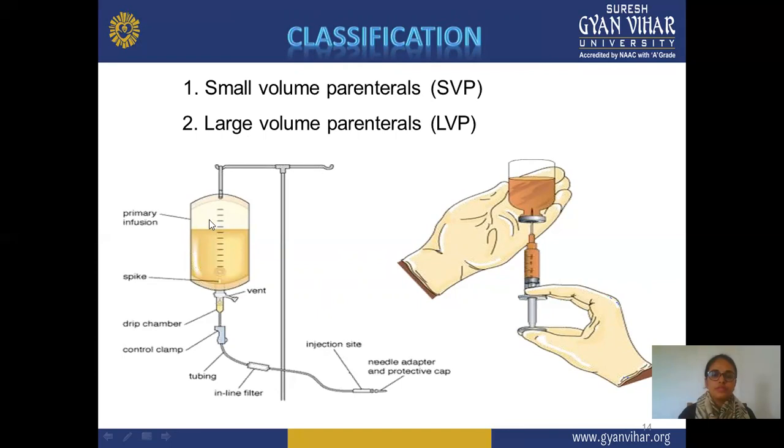And here is a diagram. Suppose there is a primary infusion here. There is a spike and this is a bag, and this is a drip chamber. And this is a control clamp; you can control the speed of this fluid infusion. And this is a tube that helps to transfer your drug or any material, fluid or nutrients through this tube. And this is an inline filter, and this is the injection site, and the needle adapter and protective cap that you administer into the skin. So this is a diagram that shows the parenteral administration, or you can also know what parenteral administration is and how you administer it.